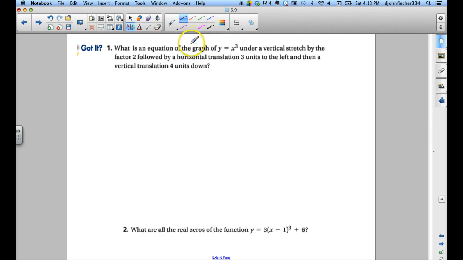Write an equation. What is the equation of the graph of y equals x cubed under a vertical stretch by a factor of 2? So if we're going to do a factor of 2, we're going to have y equals 2x cubed. This is our parent function now. Right here is our parent function.